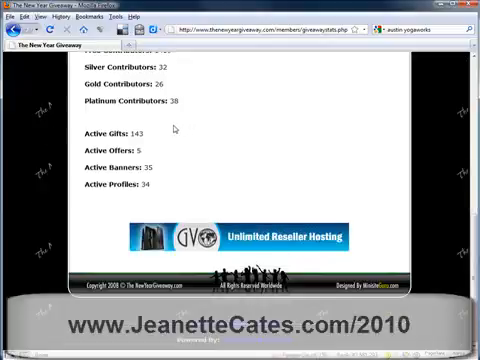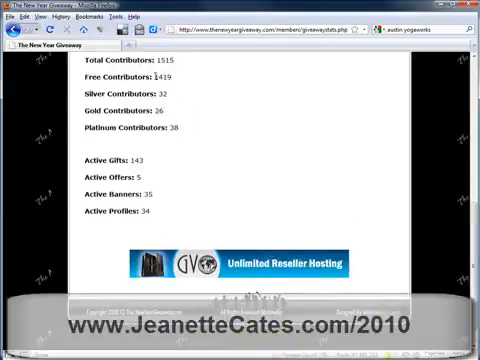Now down here, when we look at the number of gifts, for example, we've got 1,500 contributors. Right now, there are only 143 gifts. There are only 5 active offers. That means those dedicated sales pages that show up on a rotational basis every time somebody logs in, there's only 5 of those right now. So that would probably be a fairly good investment. There are only 35 active banners. Again, figure that there's going to be 2 banners per page. 35 of them can rotate pretty quickly as people start logging in.